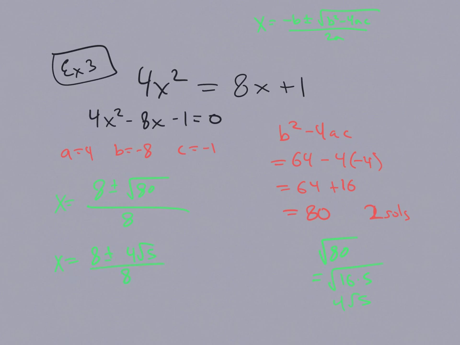And then, once again, look at all your outside numbers. 8, 8, and 4. I can divide all those by 4. Divide by 4, divide by 4, divide by 4. So I get a final answer of 2 plus or minus root 5 over 2. There's our final answer. Because not all 3 outside numbers divide by 2, we can't reduce these any further.